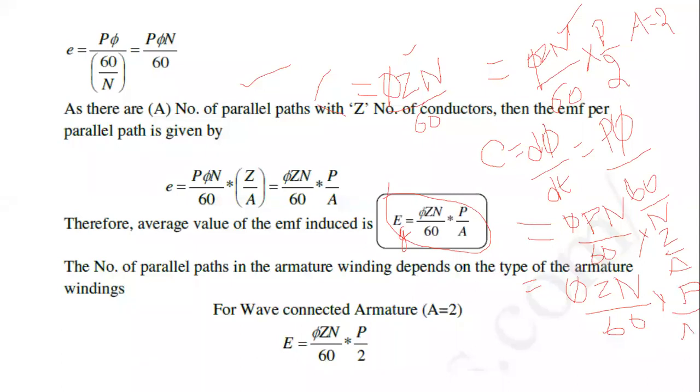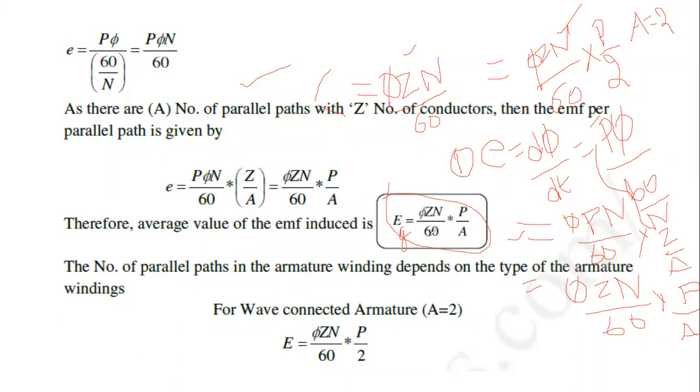There are only three steps in the EMF equation. The first step is E is equal to d phi by dt. The next step: d phi is replaced with P phi and dt is replaced with 60 by n. The third step: this is multiplied with Z by A, and then it can be written as phi Zn by 60 into P by A.